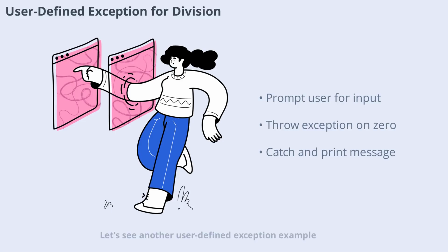Let's see another user-defined exception example. We create a myException class that returns a message for division by 0. In main, we prompt the user for 2 numbers. If the second number is 0, we throw myException. The catch block prints the error message, ensuring the user is informed about the invalid operation.